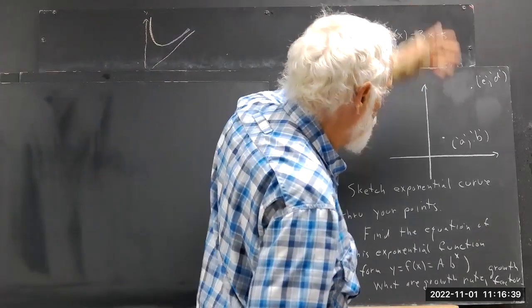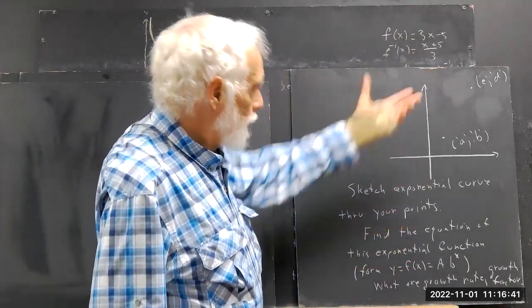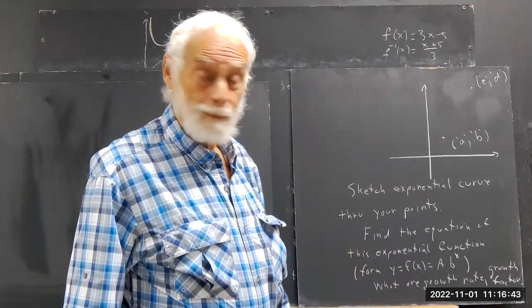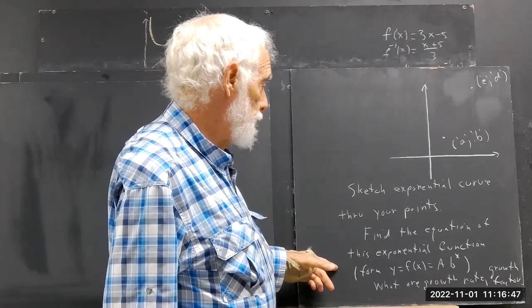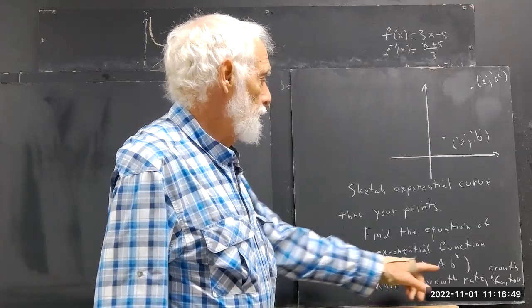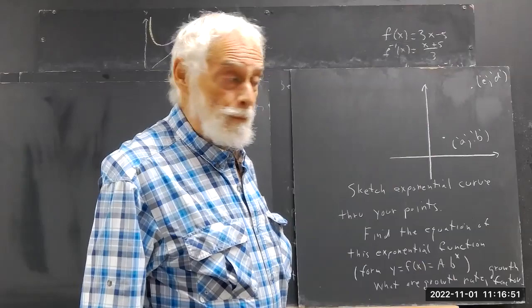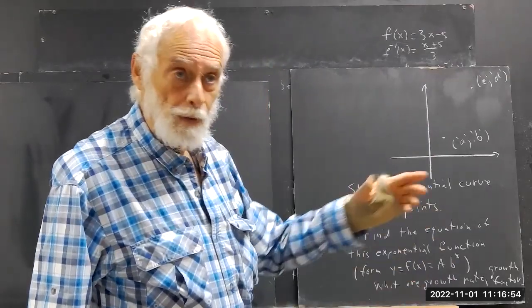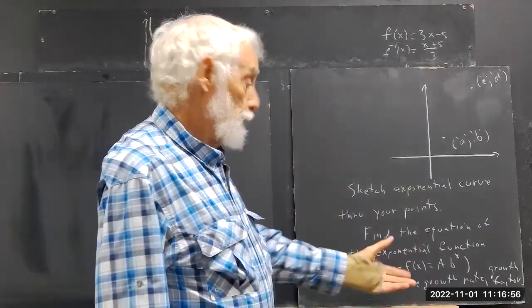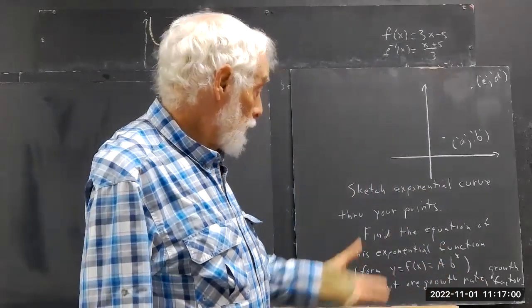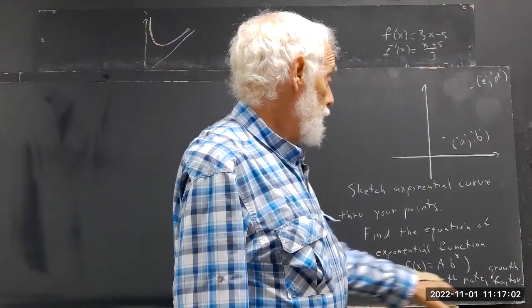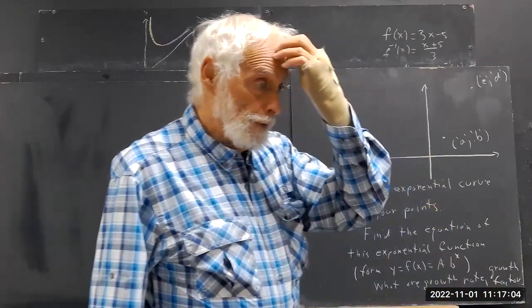So here's the problem. We want to sketch an exponential curve through these points, and then find the equation of the exponential function. The form is y equals ab to the x. People who have done the homework know that you're going to get two simultaneous equations. You're going to solve them for a and b. It's fairly easy. And then the question is, what is the growth rate and the growth factor?